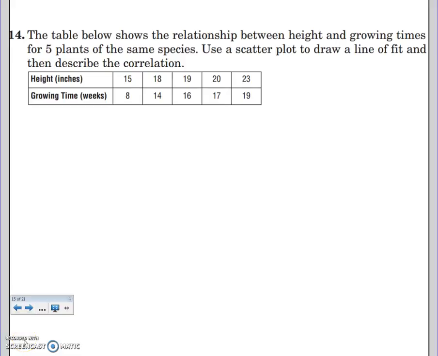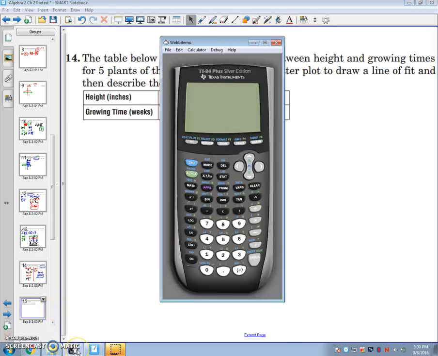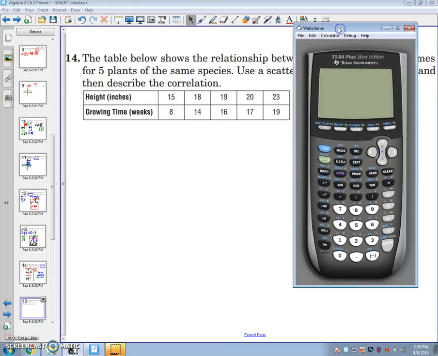All right, this is part 2 of the chapter 2 test review. Continuing on problem 14. So we have a table of data. It says use a scatter plot to draw a line of fit and then describe the correlation. This I'm going to use a calculator for. Remember with this regression on here?